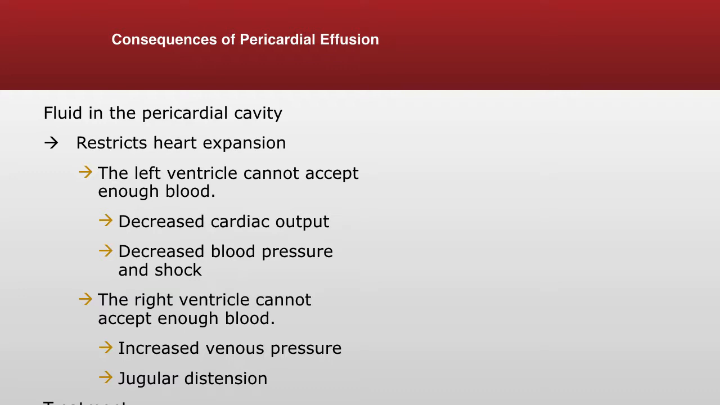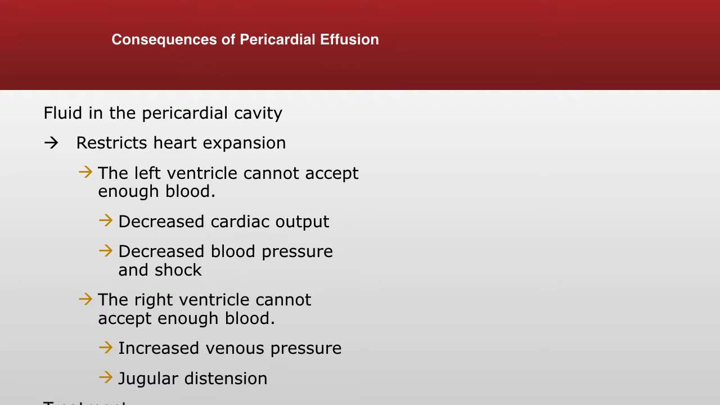So we just talked about pericarditis, and one of the major causes of pericardial effusion is pericarditis. It restricts the heart's expansion. The left ventricle cannot accept enough blood. That results in decreased cardiac output, and that results in decreased blood pressure, and ultimately it can lead to shock. The right ventricle also cannot accept enough blood, which results in increased venous pressure and jugular distension.